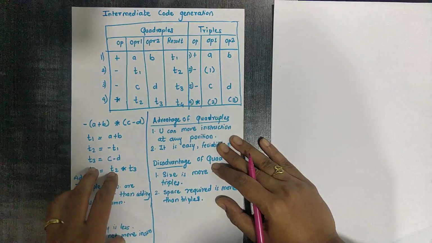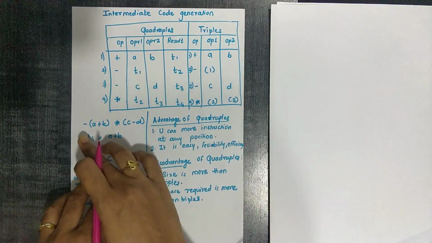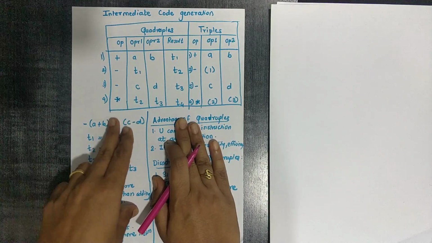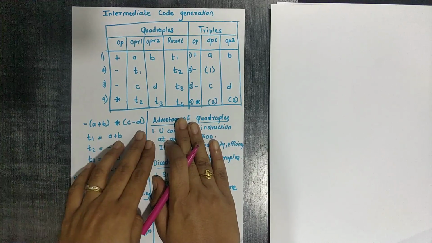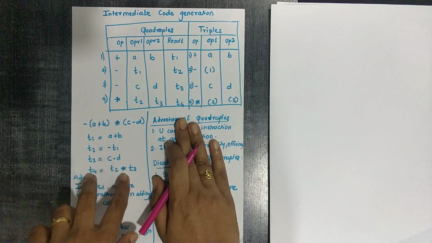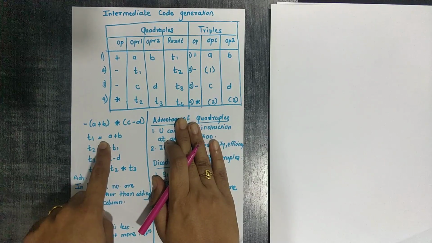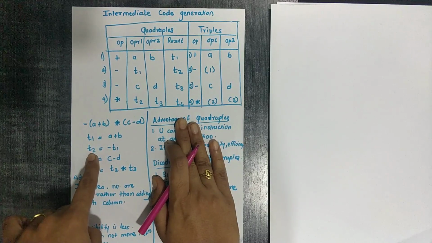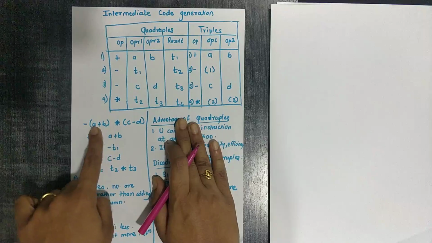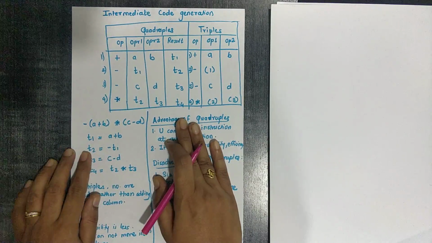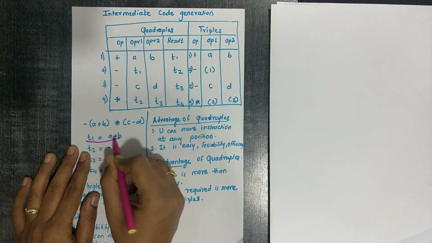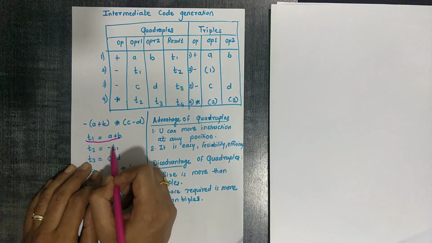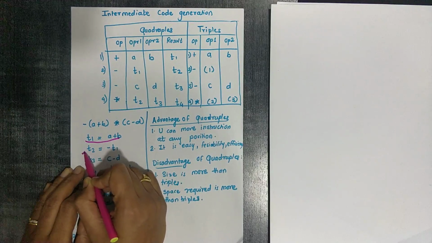Likewise, we have generated here the 3 address code for this above expression, that is minus (a plus b) into (c minus d). So this is the one expression given, and we have generated 3 address code like t1 is assigned a plus b. Now t2 is nothing but minus t1. As you can see here, we have assigned a plus b to t1, so minus t1 is assigned to a new variable t2.